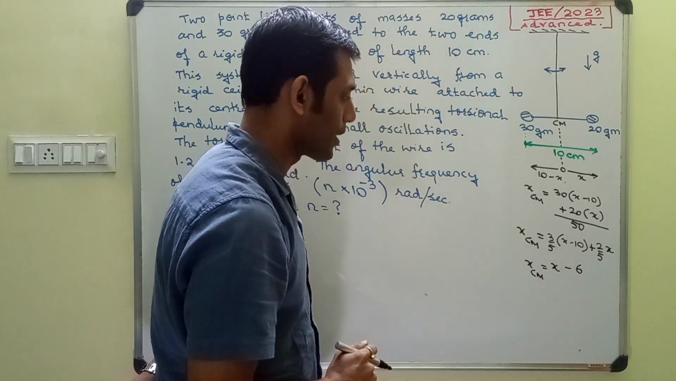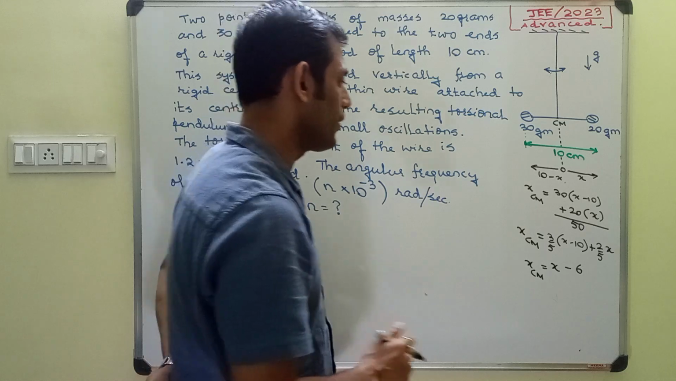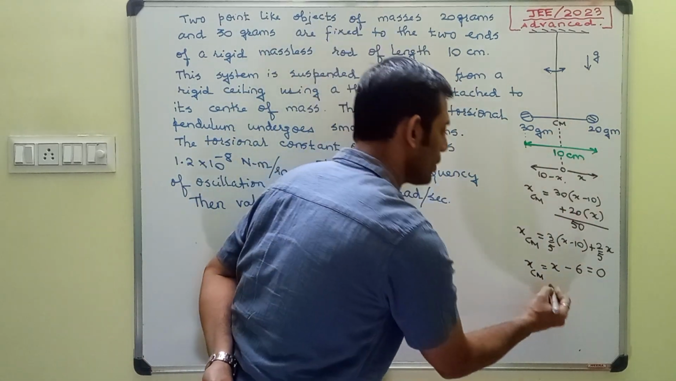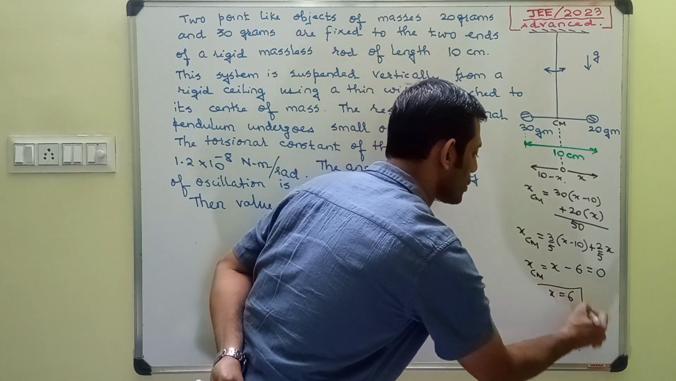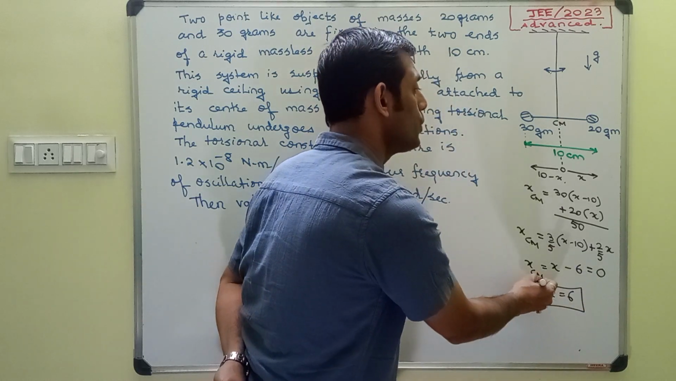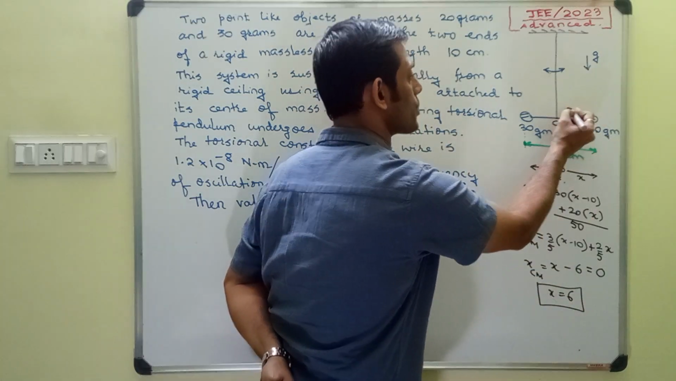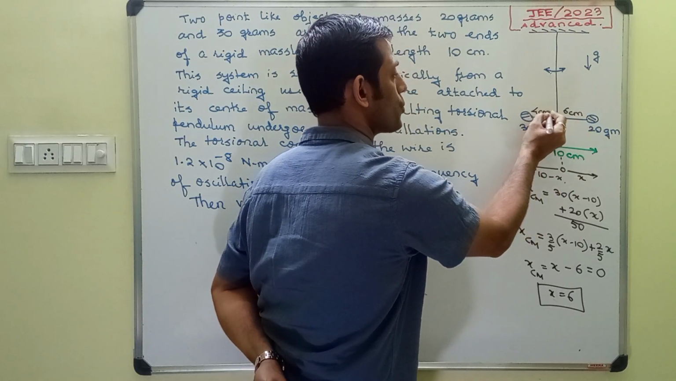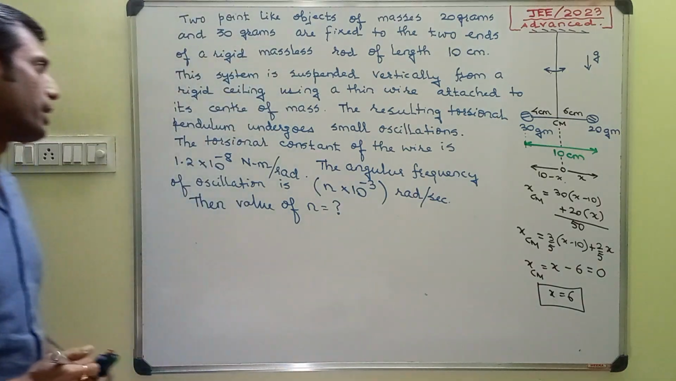Now what is x then equal to? If this is equal to 0, because center of mass is considered at origin, then x is equal to 6. x equal to 6 means this length is 6. This is 6 centimeters, and therefore this is simply 4 centimeters. Your center of mass is located.